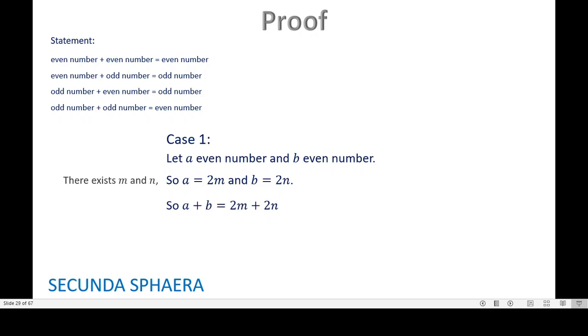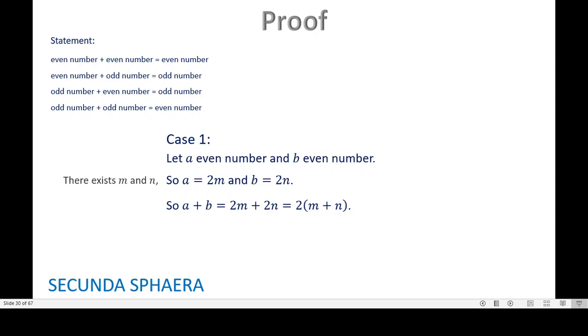Now we can add A plus B, and that's going to be equal to 2M plus 2N, and we can factor the 2. And at this point, we have that A plus B equals 2 times a quantity, that quantity being M plus N. And that's pretty much the definition of an even number.